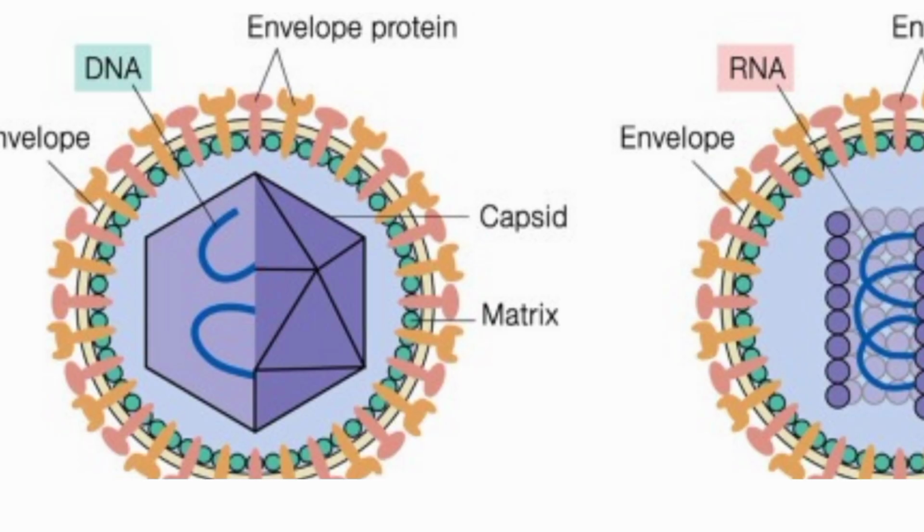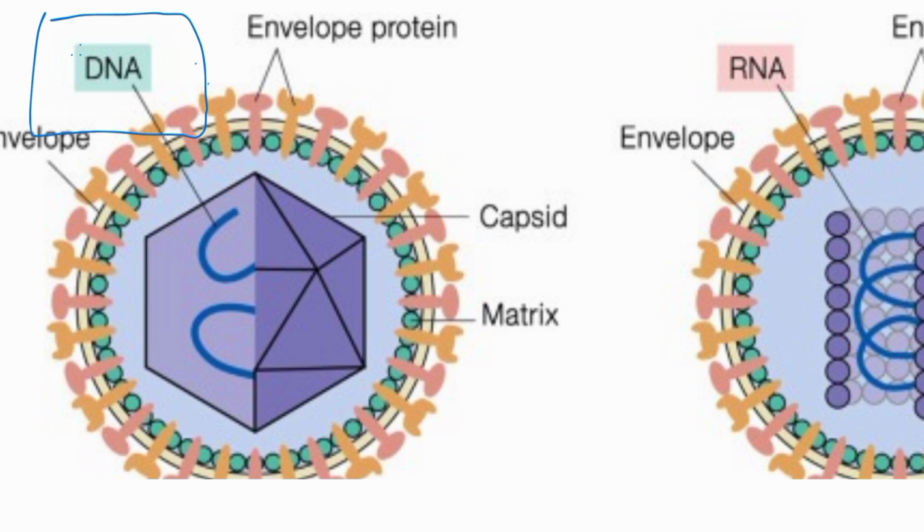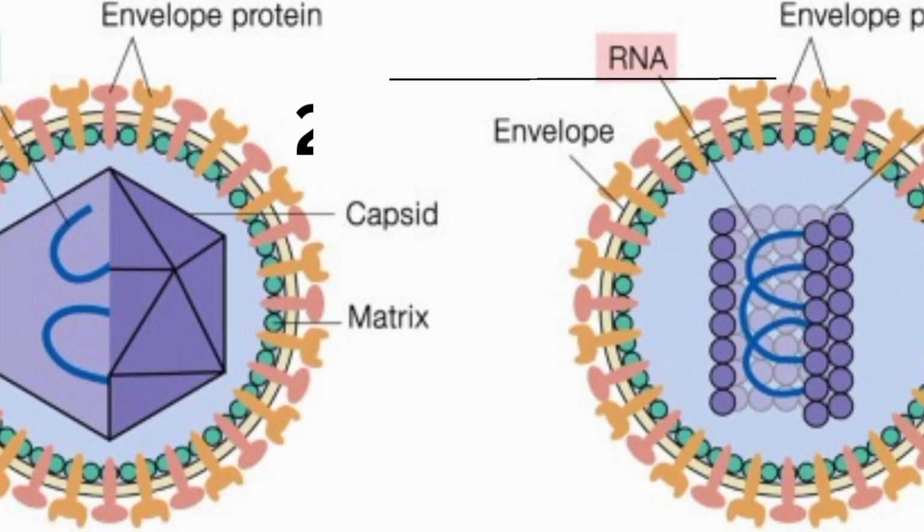So this is a diagram simplifying these characteristics. On the diagram you can notice a capsid, which houses the DNA and the RNA. On the next characteristic of viruses, they sometimes have another layer called an envelope around the capsid, just as we saw in the previous diagram. This is a virus, and here is the capsid housing the RNA or DNA. Sometimes this capsid has an outer covering called an envelope. This envelope provides another layer of protection for the viral cell.